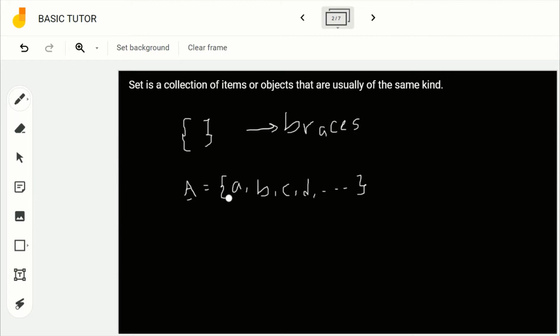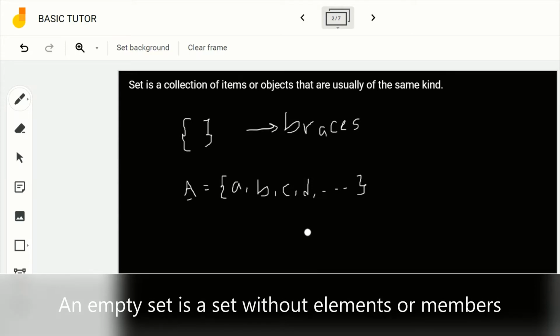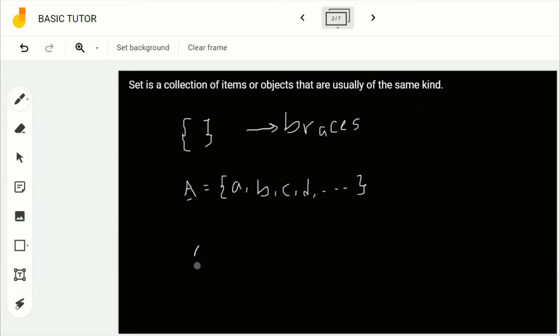Now, when a set has no elements or members, it is called an empty set. So this is a symbol of an empty set. It can be written in this form, or it can be written in this form. So when you see an empty brace with no element inside, it is called an empty set.